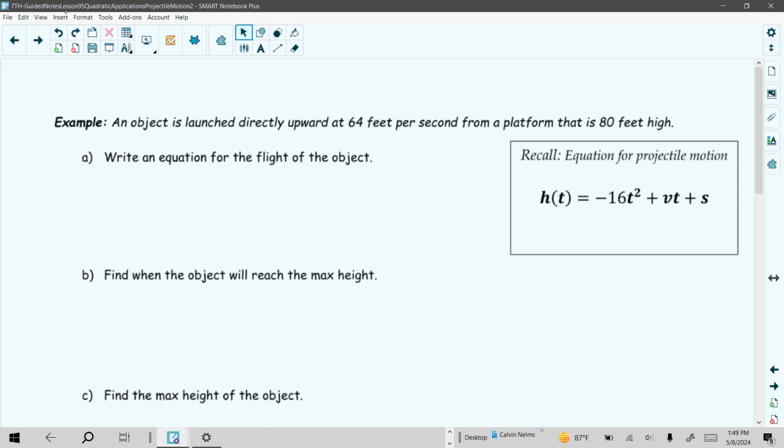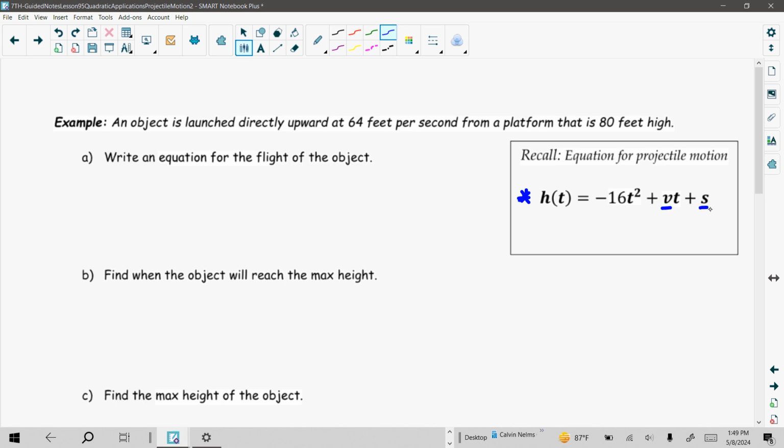Right, for this next example, they want you to write an equation for the height of the object. Now, recalling this little formula here is important because we're going to plug in the values for v and s into the formula so we can write the equation.